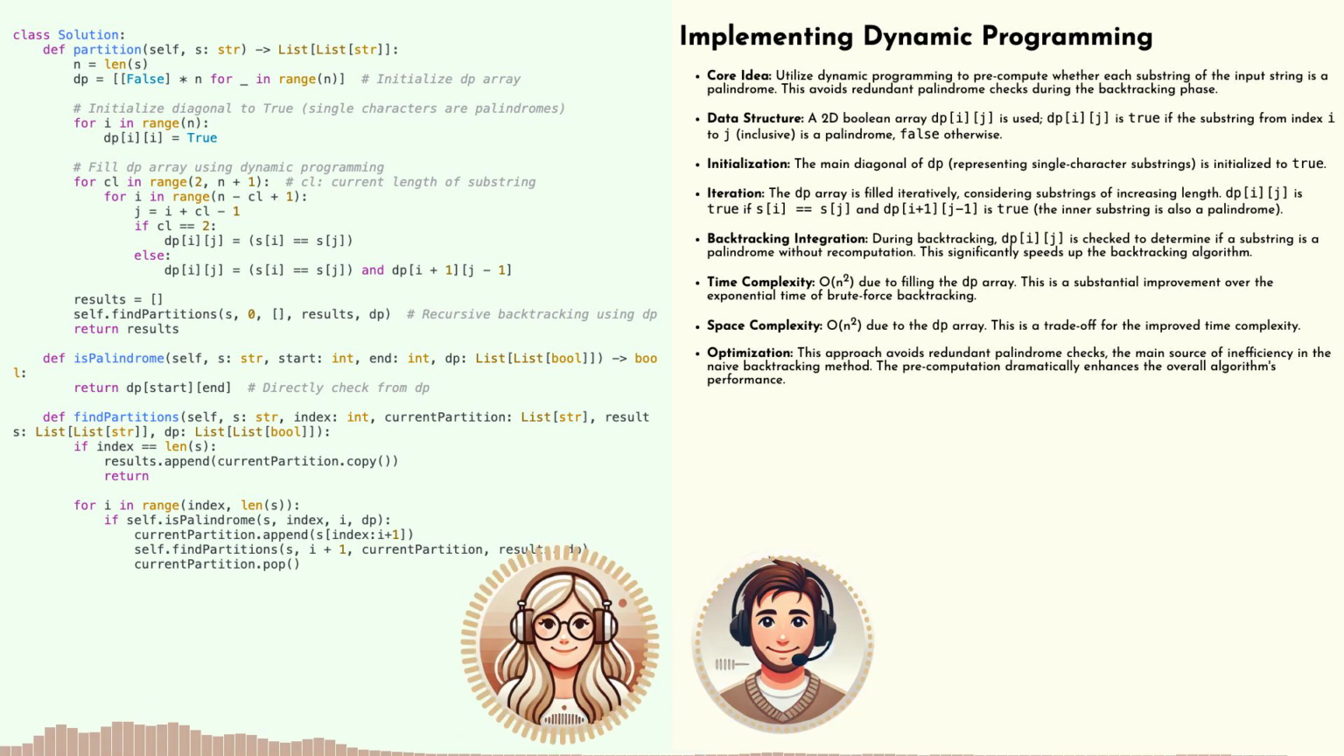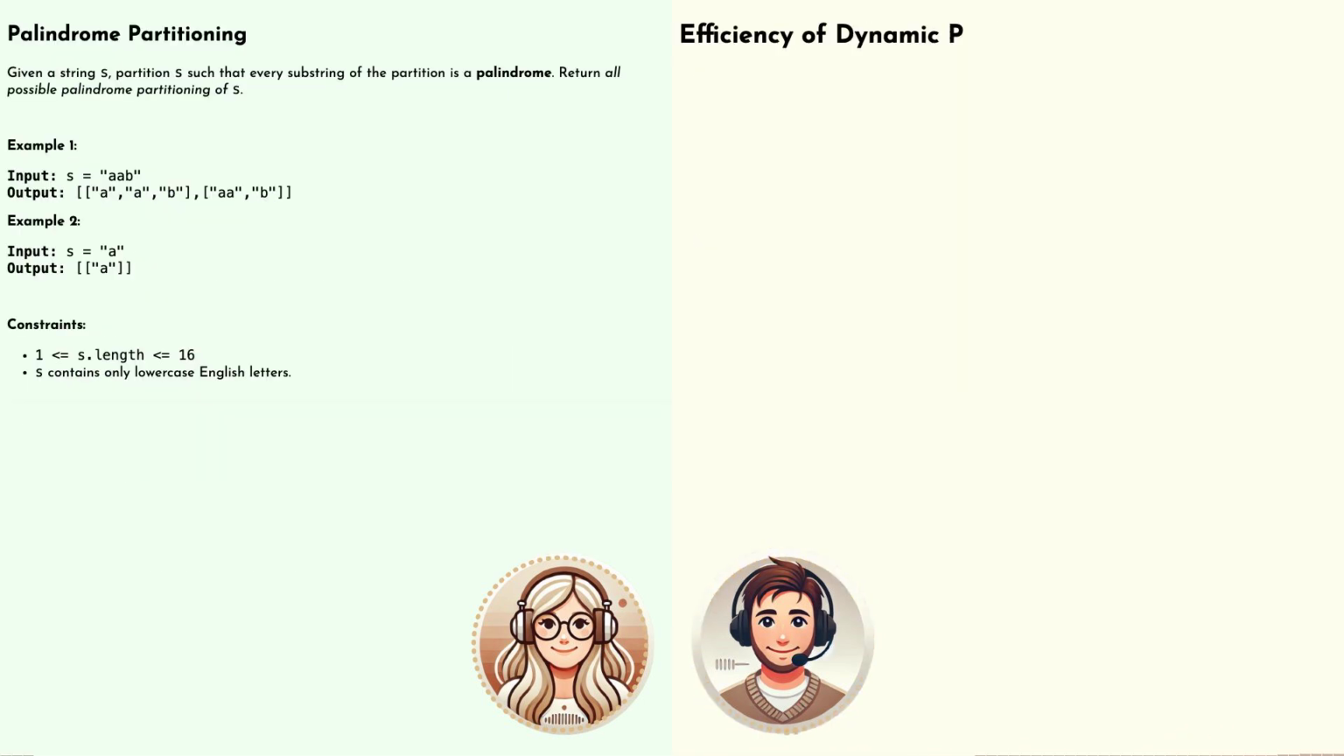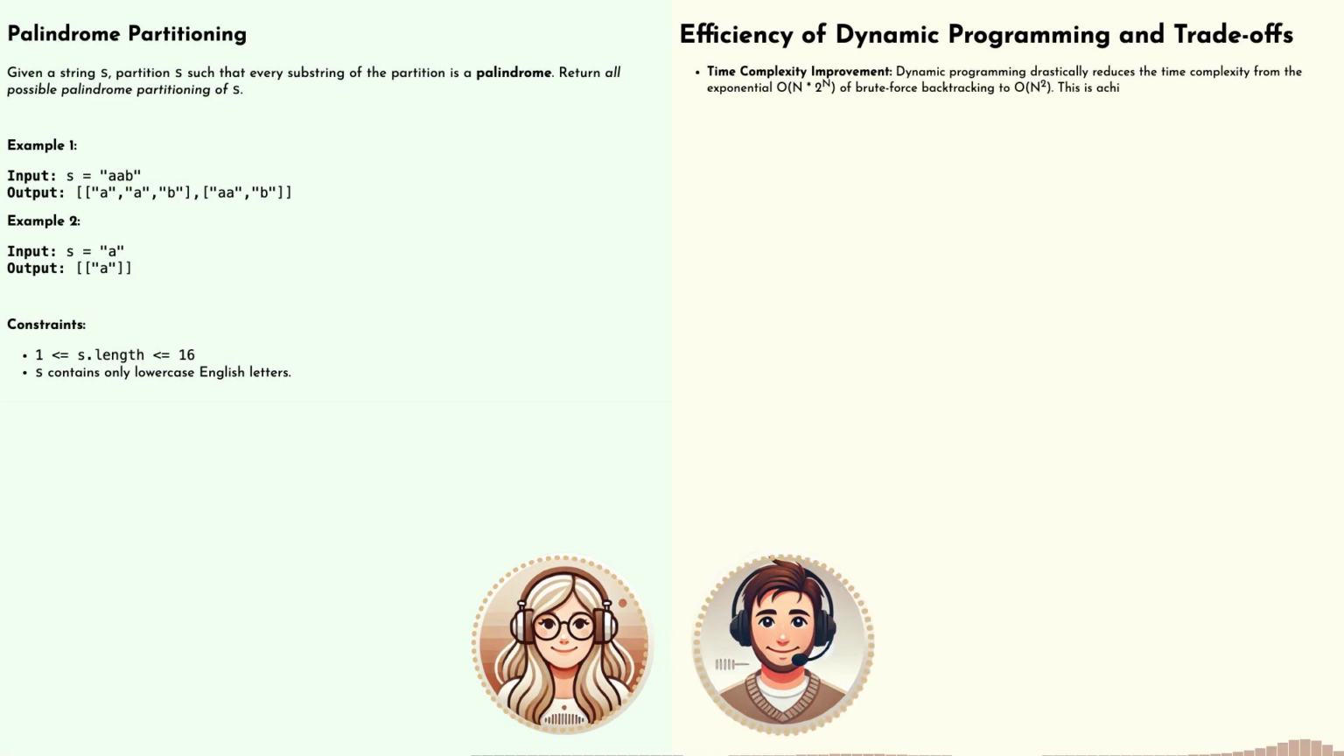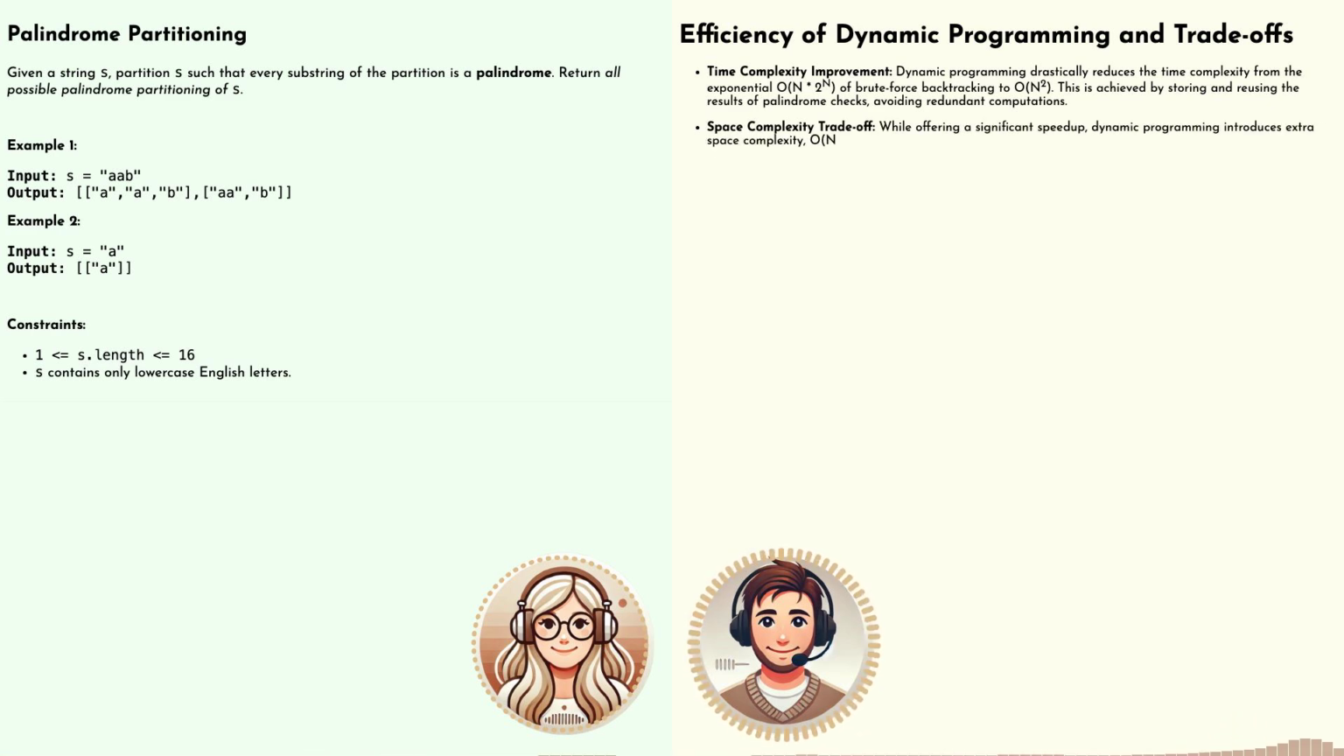Yeah, definitely. And once we've filled out this DP table, it actually becomes a powerful tool for our backtracking algorithm. Right. We can use it to quickly check for palindromes as we explore those different partitioning possibilities. I like it. So dynamic programming, it's all about being strategic with our calculations and storing those results so we don't have to do them again.